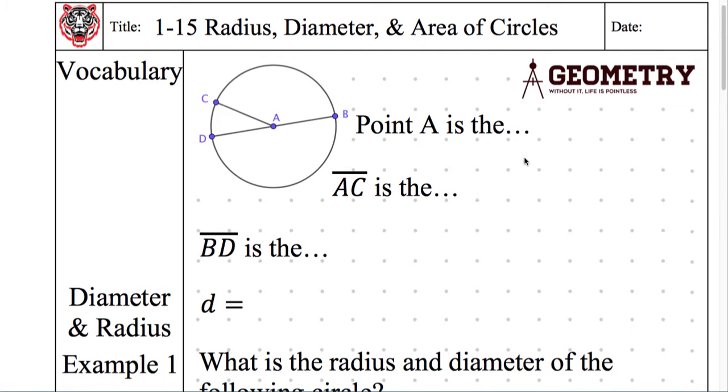All right, so vocab. Point A is the center. Copy this down with me. Point A is the center. You're writing this down. Another name for point A is a vertex, although I'll be using center more. You don't have to write this, but it's also known as the vertex. I will be calling it the center for the rest of the year, though.